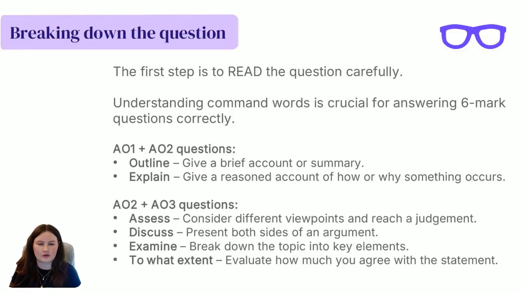Not all 6-mark questions are the same. They test different skills depending on the command word. There are 2 main types of 6-mark questions. Explain and outline questions. So these require AO1 knowledge and AO2 understanding. And in these, students need to provide clear factual knowledge and explain how or why something happens.